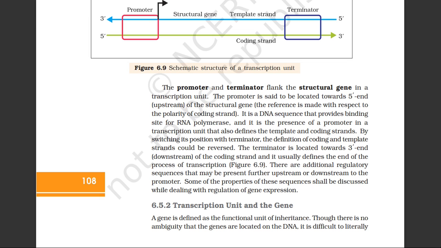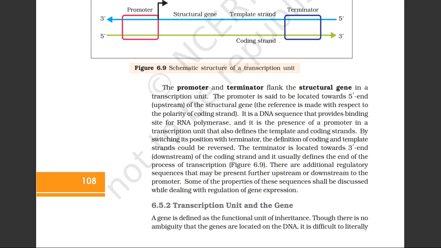The terminator is located towards the 3' end, downstream, of the coding strand, and it usually defines the end of the process of transcription, figure 6.9. There are additional regulatory sequences that may be present further upstream or downstream to the promoter. Some of the properties of these sequences shall be discussed while dealing with regulation of gene expression.